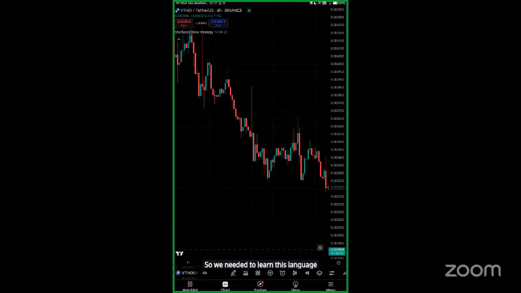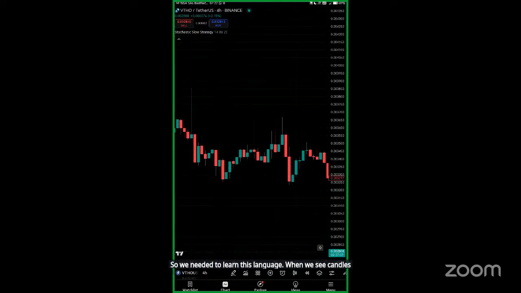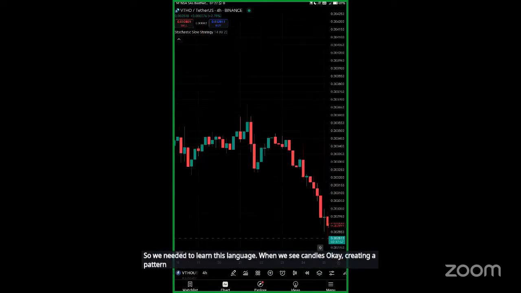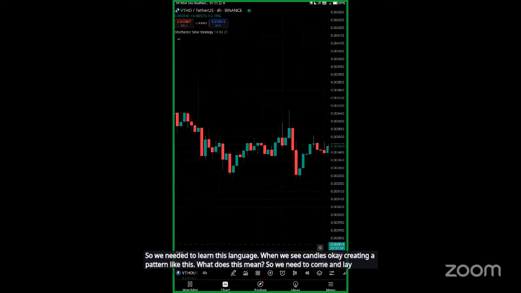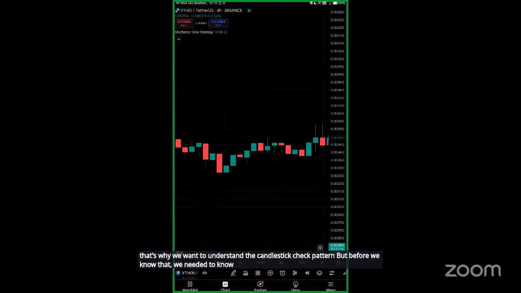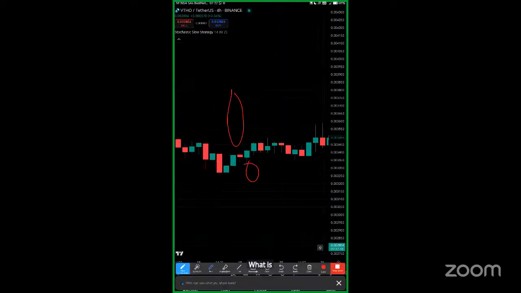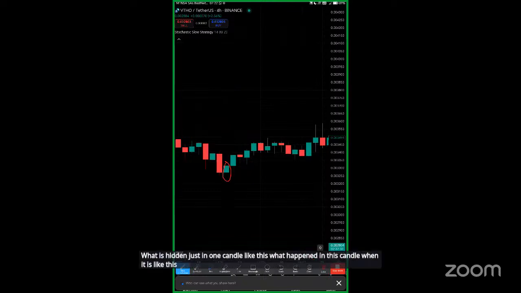When we see candles creating a pattern like this, what does this mean? So we need to learn this pattern. That's why we want to understand the candlestick chart pattern. But before that, we needed to know what is hidden in just one candle like this. What happened in this candle when it is like this? That's why we were talking about the candlestick anatomy.